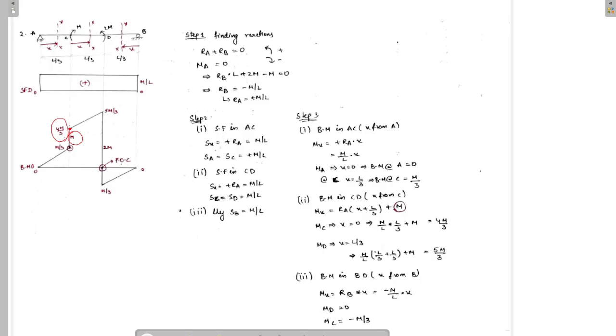The bending moment at D is minus M by L into L by 3. We will be getting M by 3. M by 3 is acting in anti-clockwise direction, and plus 2M is also acting in anti-clockwise direction. By adding, we will be getting 5M by 3. This is 5M by 3. After finding all this, we will be joining these points, and then we will be getting the bending moment diagram.